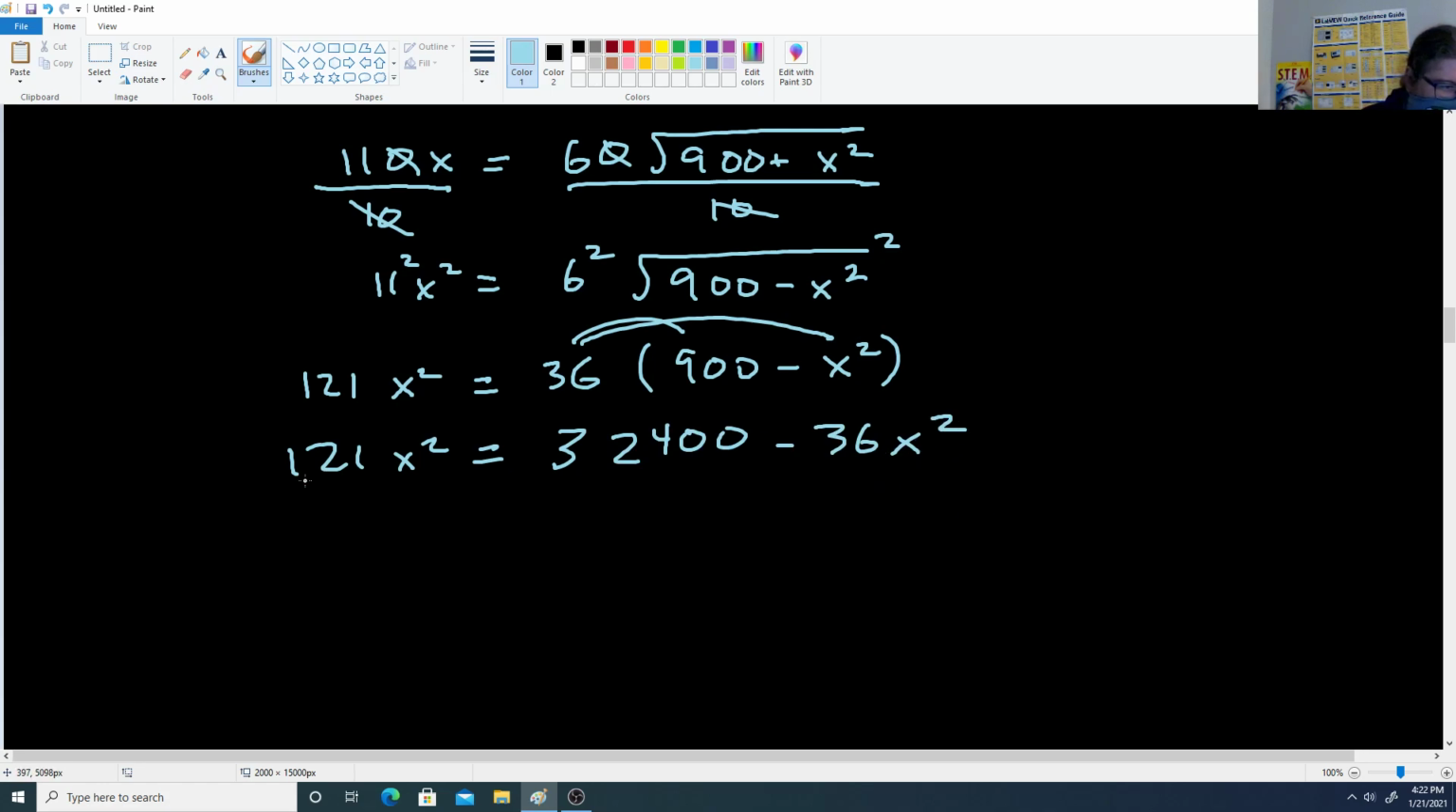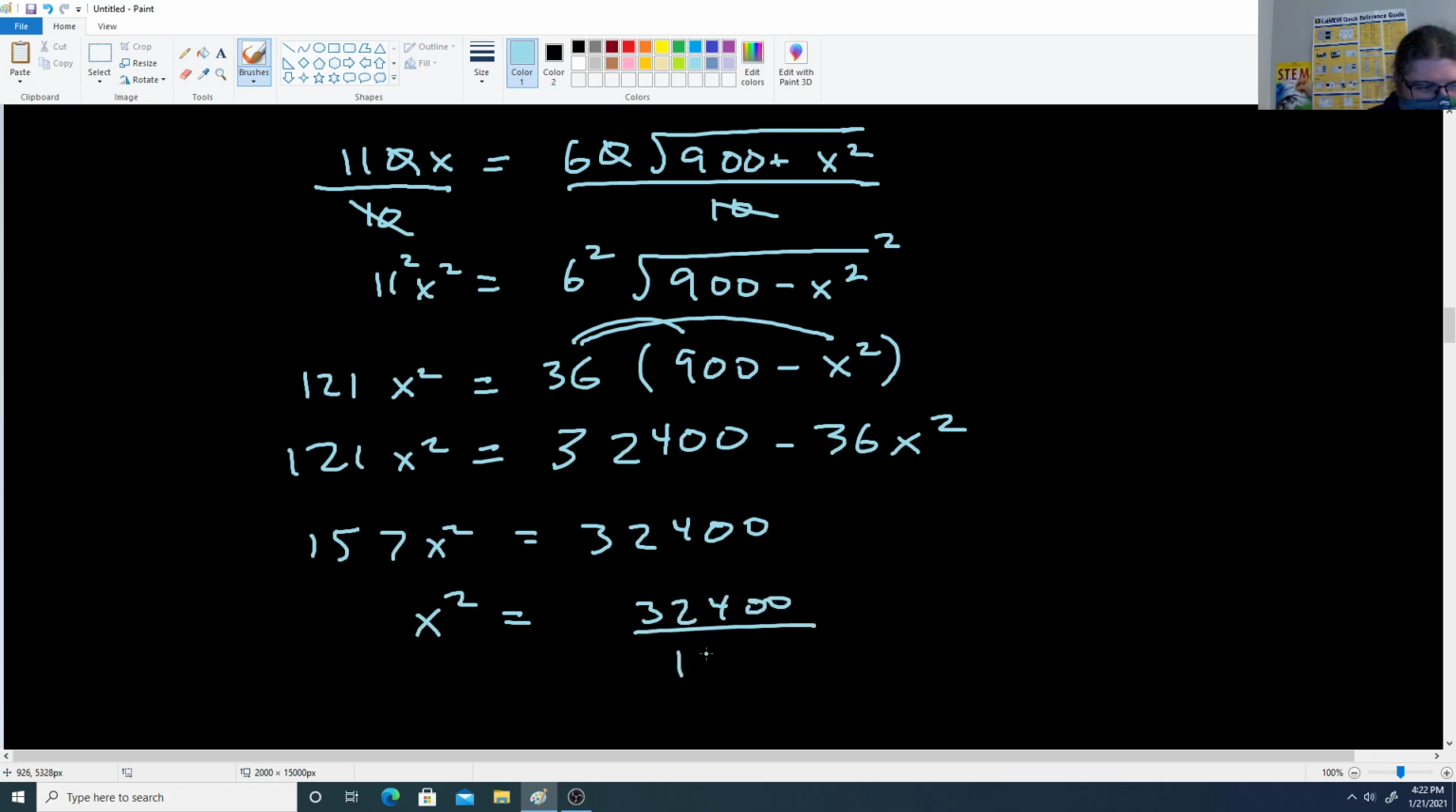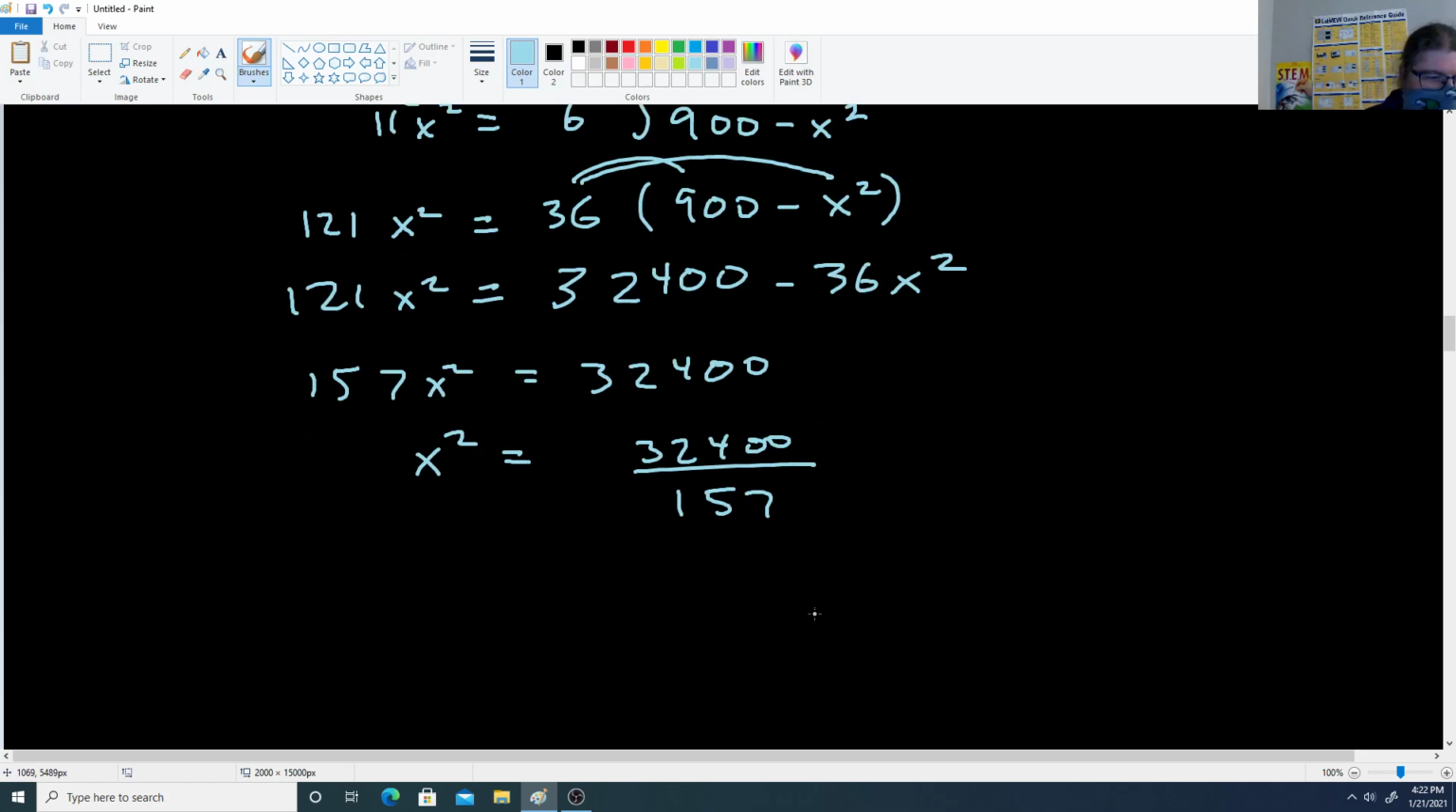Add the 36x squared across, so 121 plus 36 is 157. x squared equals 32400. To get rid of the square, well, I guess we can't get rid of the square yet because we've got the 157. We need to divide that across first. And then finally we can get rid of the square by taking x equals plus or minus the square root of this.